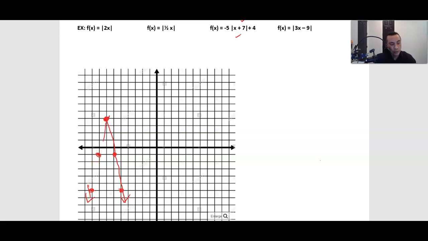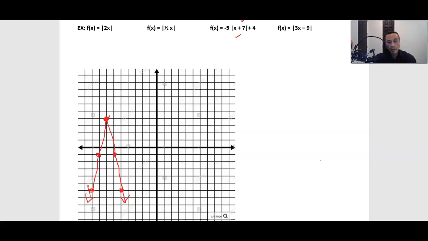So there's your graph. Again, you can see that it's a very slim absolute value. That is because of the 5. That's a vertical stretch. So the official description: this is a reflection across the x-axis, vertically stretched by a factor of 5, translated 7 units to the left, translated 4 units off.